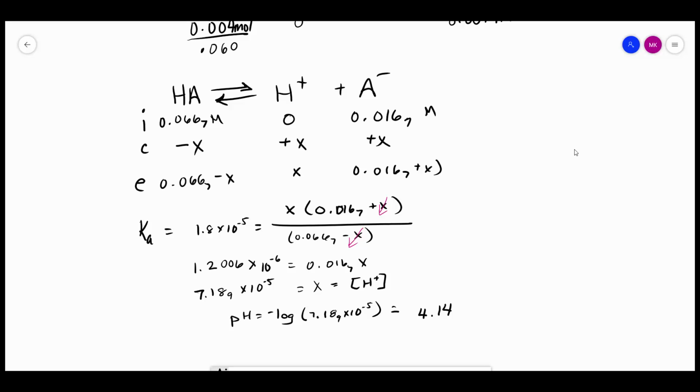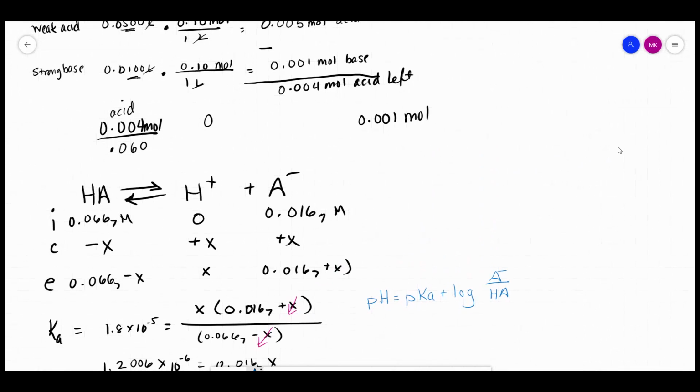Now, because we can simplify that, and this is a buffer, let's use the Henderson-Hasselbalch and see if we get the same answer. pH is equal to pKa plus the log of the concentration of the conjugate base over the weak acid. But this time, instead of going through this stuff with the concentrations, I'm going to use these moles. So this was the conjugate base, and then this one, moles of acid. Let's just see what happens here.